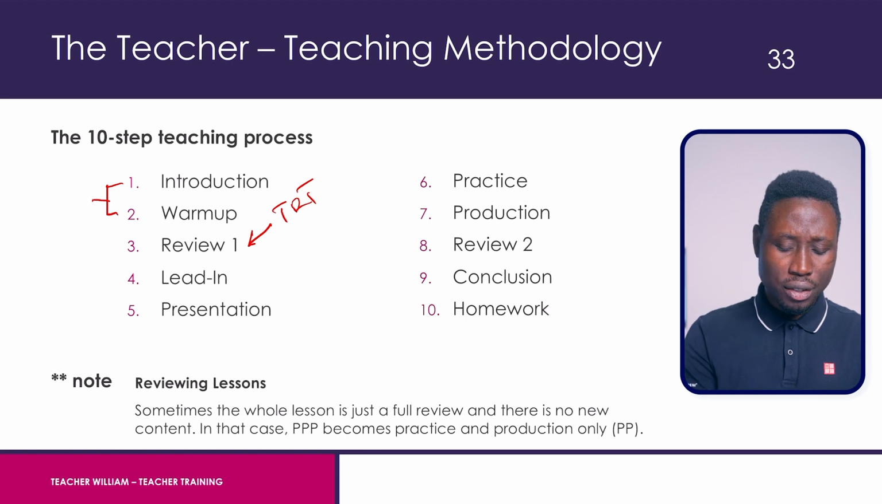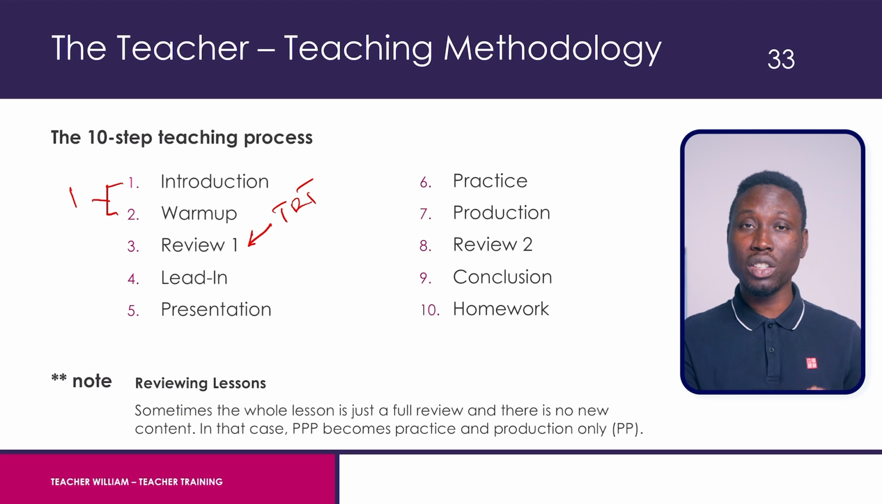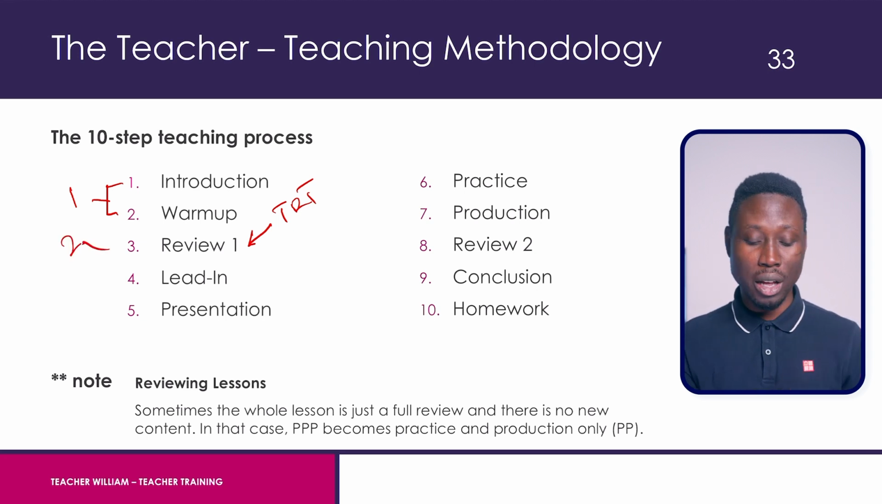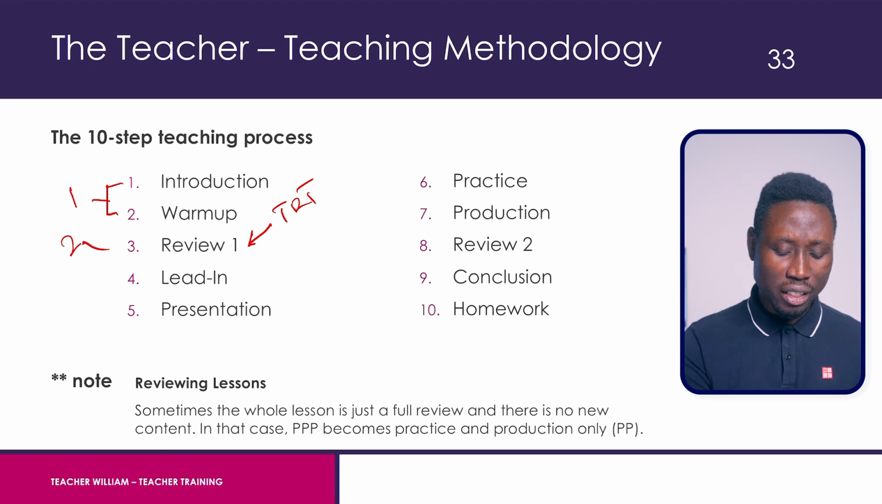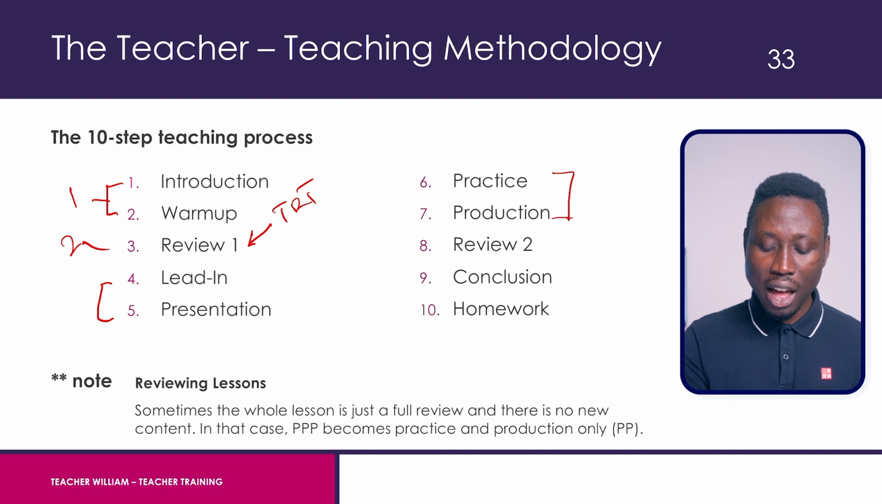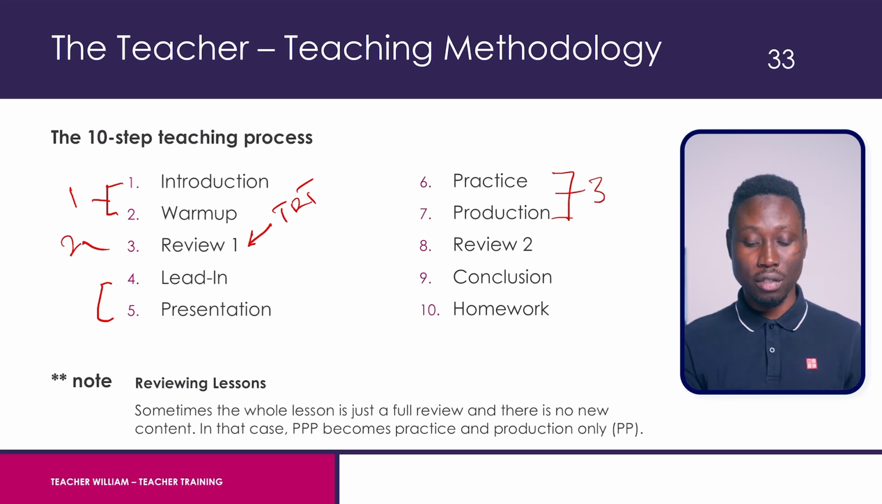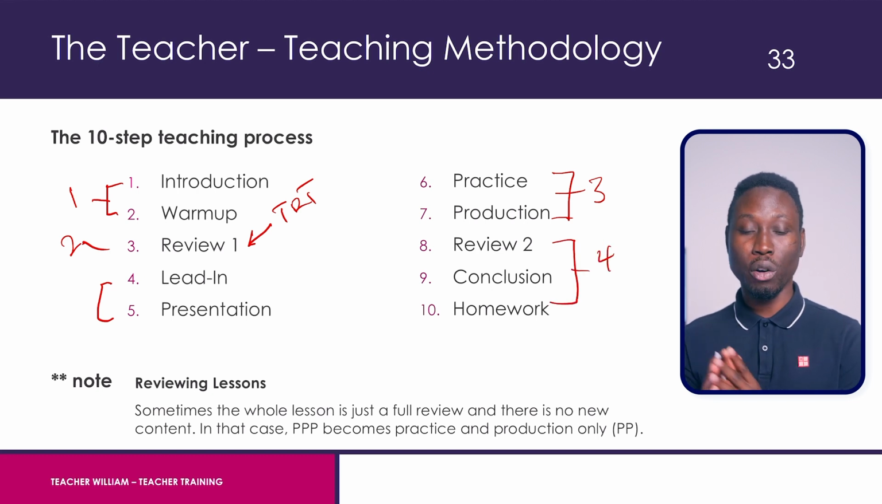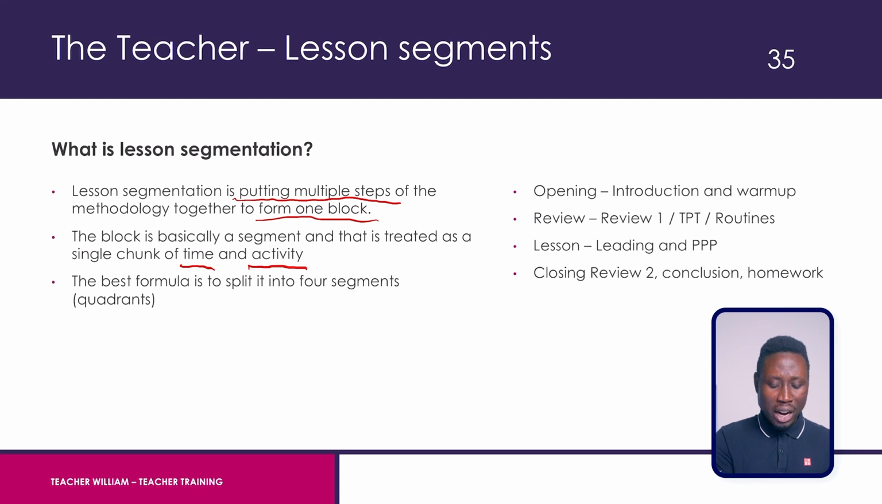What I do is I take the introduction and the warm-up and I'm going to make one segment out of it. I will take the review and I'll make a second segment out of it. I will then take the lead-in, presentation and practice, and then I will make a third segment out of that. Then my review, conclusion, and homework, they fall into the 4th segment. The best formula I say is to split it into 4 segments, which we call quadrants.